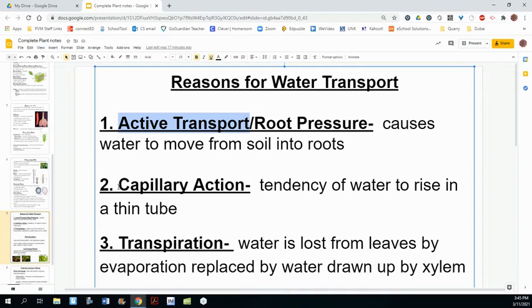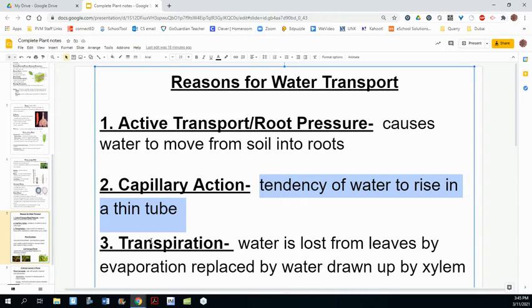And we're going to talk about how that water will get pulled right up those vascular tubes, the xylem, and the tendency is to do that as water evaporates. And number 2 and number 3 are going to tie right together.